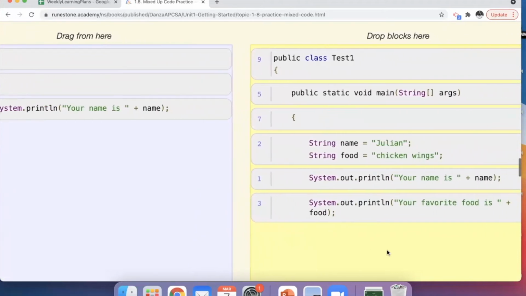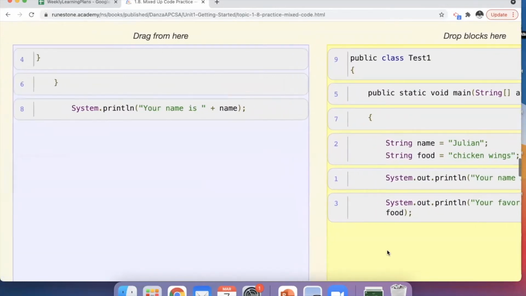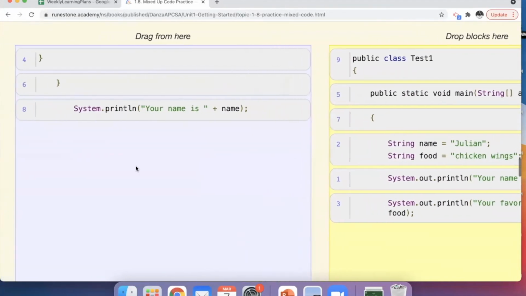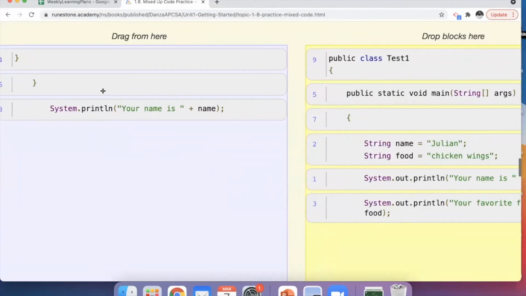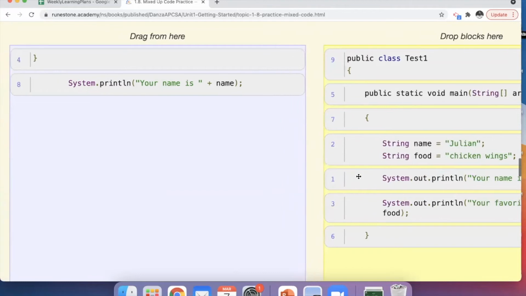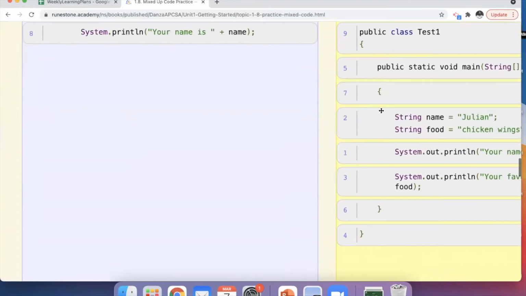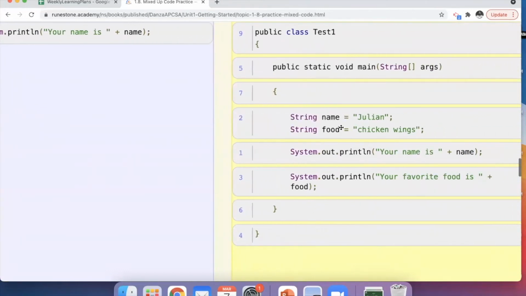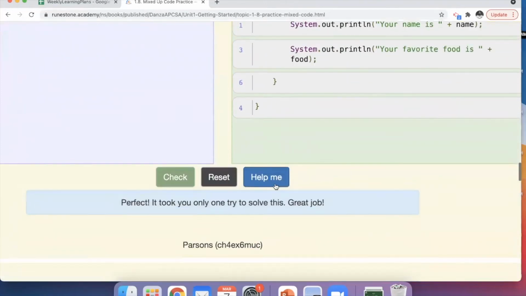Your name is blank. What's the difference between that? System.println. Oh, okay. See how it says system.println instead of system.out.println? That's a problem. And then we want to close it. We want those to line up with our main method, and then we want these to line up with our class. Okay. So the curly braces right there line up. These curly braces line up. We declared our variables and initialized them. We printed them out. Check it. Looks good.